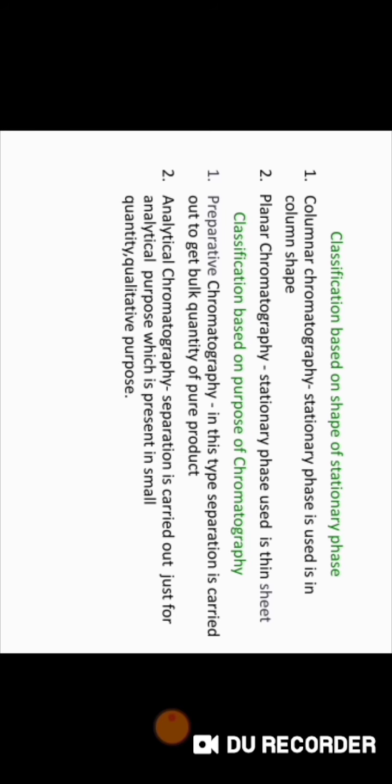The second type we have is analytical chromatography. It is completely opposite of preparative chromatography. Here the purpose of analysis is qualitative, or qualitative information can be obtained from this chromatography. Here the sample is also in small quantity, and the separated product obtained will also be in small quantity.